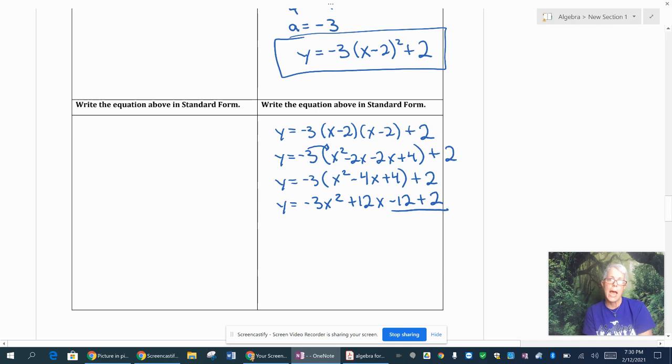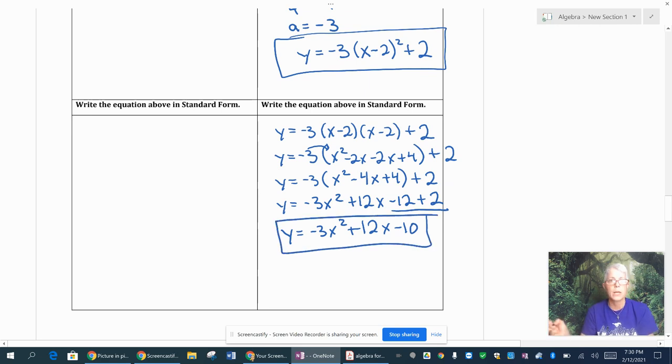Now I can add those two together. y equals negative 3x squared plus 12x minus 10. Boom, we're done.